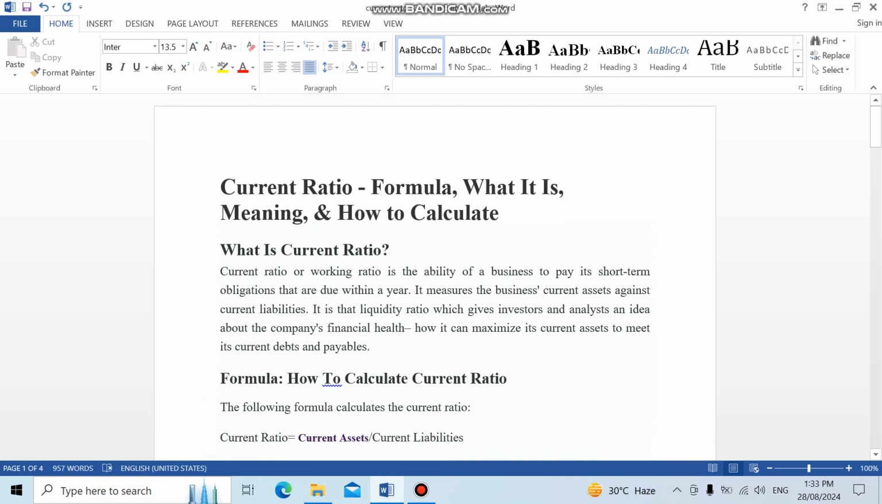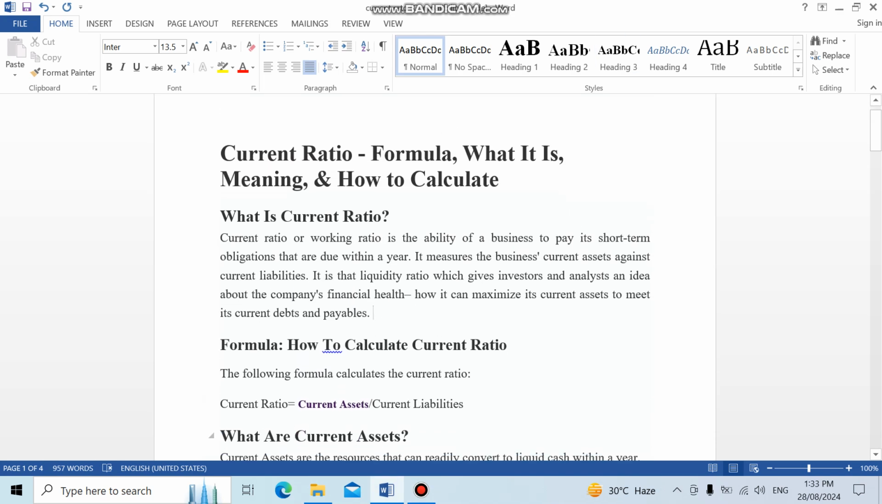Hi friends, today we will learn about current ratio, its formula, what it is, meaning and how to calculate it.